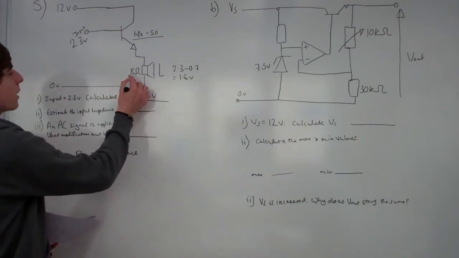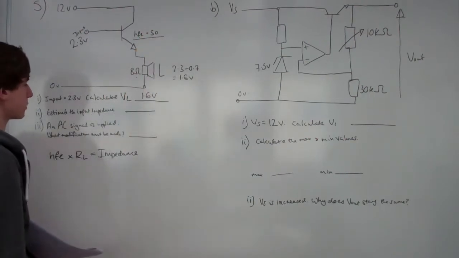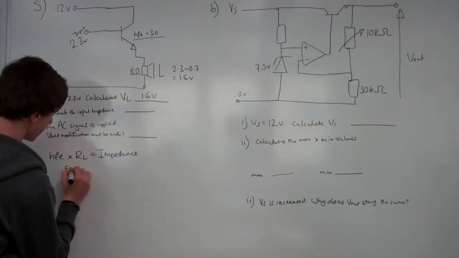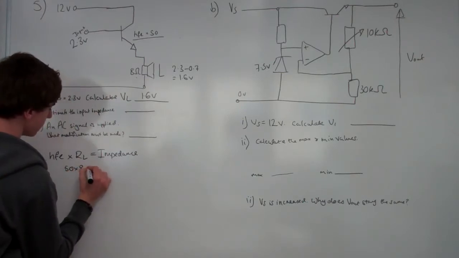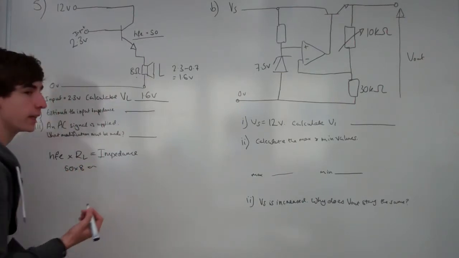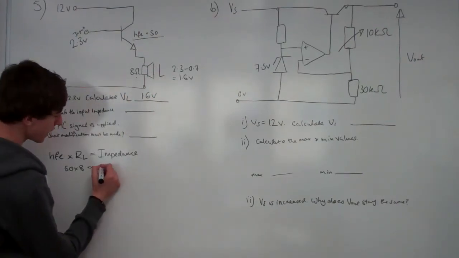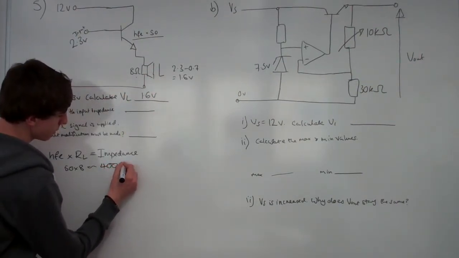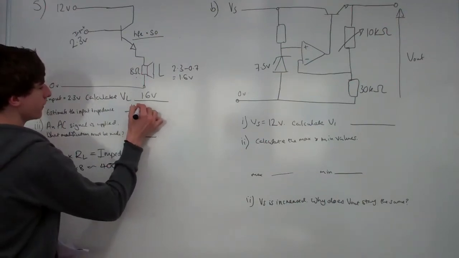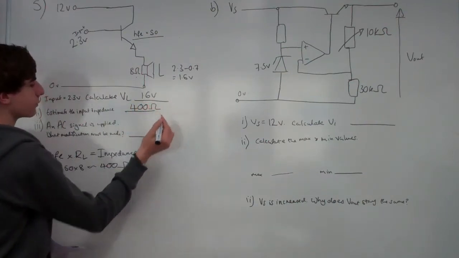So, you've got 8 ohms here, and you've got 50 here, so the input impedance is going to be 50 times 8. And that's an approximation for the input impedance, because that's never going to be perfect. So 50 times 8 is 400 ohms, and the answer is approximately 400 ohms.